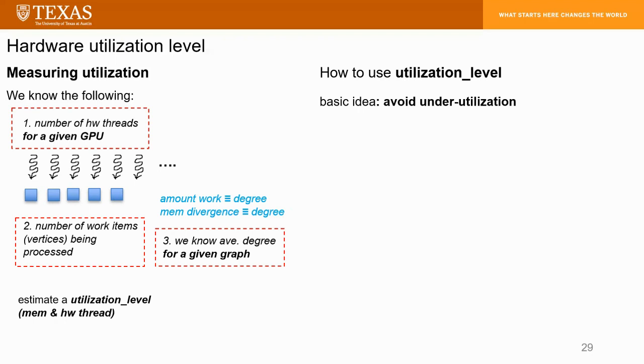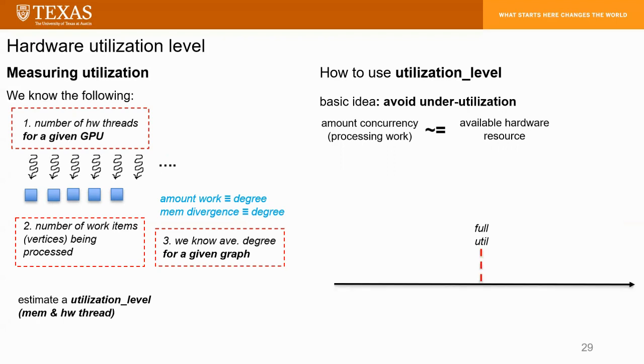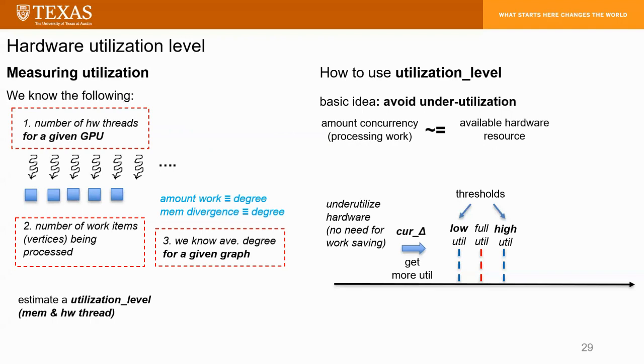To use the hardware utilization level, the basic idea is to avoid underutilization. That means the amount of concurrency should roughly match the amount of hardware resource. Let's say we define a full utilization point, and we define a low utilization threshold and a high utilization threshold around it. If we detect hardware underutilization, there's no need for further work saving, because the hardware is already idle. So we can increase delta to get more utilization.